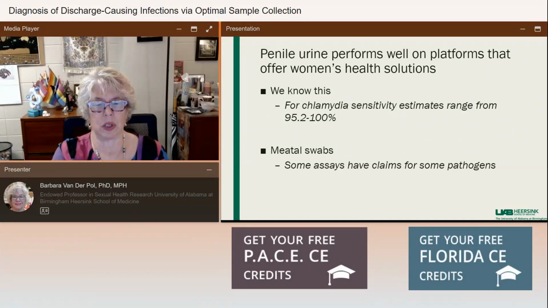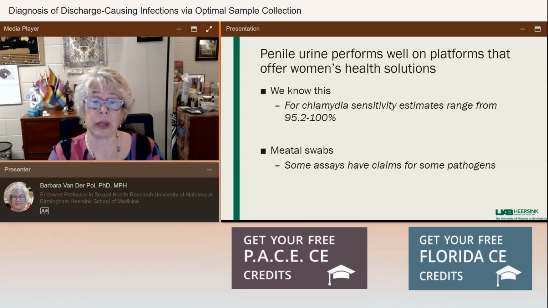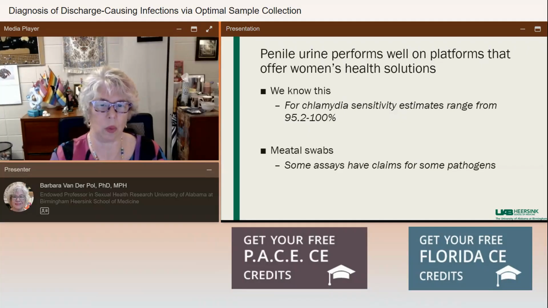If there's ever a situation in which you can't do a urine specimen for someone with a penis, you can do a meatal swab for some assays. You'll have to check with your local lab that supports your clinic and see if the test that you're using has claims for meatal swabs. And swabbing the meatus is just really wiping a swab through the opening of the urethra, not entering the urethra. It's not an invasive specimen collection.